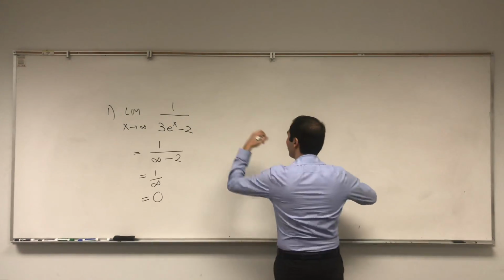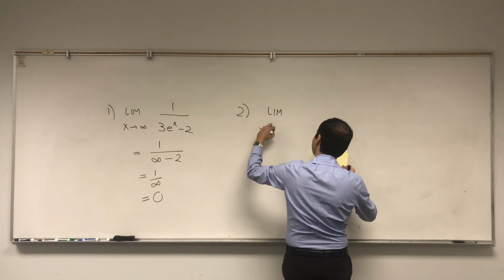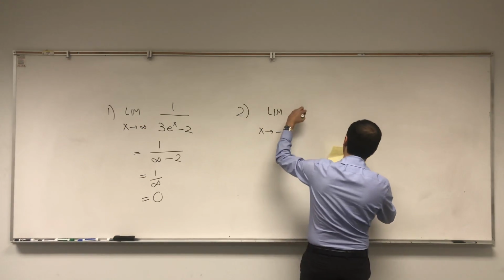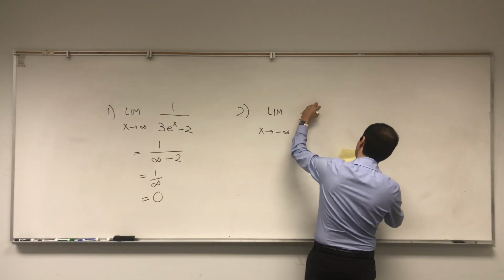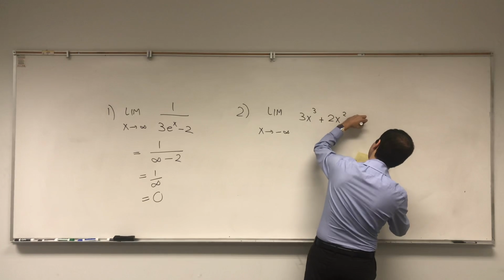As I said, unfortunately too good to be true, we would usually ask you slightly harder questions, which leads me to the next one. How about the limit as x goes to minus infinity of 3x cubed plus 2x squared plus 4x?